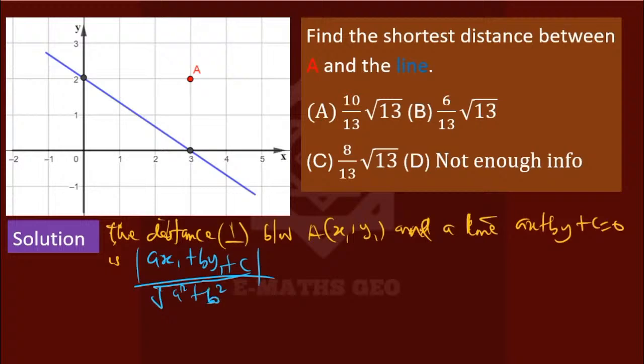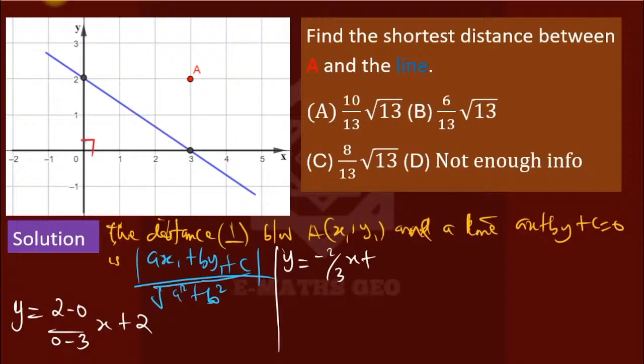So we need to get the equation of this line. The equation of the line using slope-intercept form, because here is 90. So the equation of this line is y equals mx plus the intercept. The slope is 2 minus 0 over 0 minus 3, and the intercept is 2. So the equation of the line is now y equals minus 2 over 3 x plus 2.